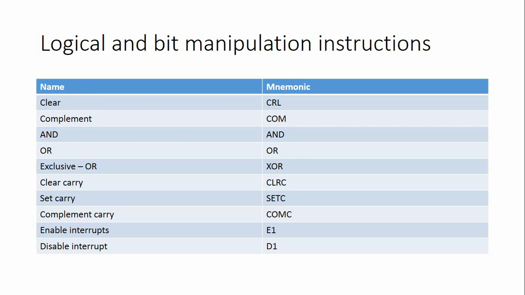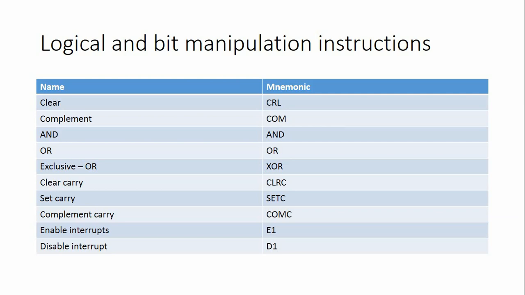Then comes our OR operation, the OR instruction. This instruction carries out the logical OR operation on individual bits of two operands. That is, if any one of the two corresponding bits of the operands is 1, the corresponding bit in the result is also 1. Likewise, exclusive OR, clear selected bits, set selected bits, set carry, and all these.